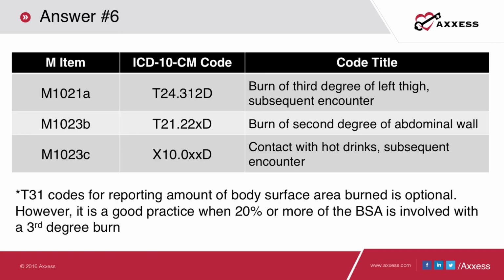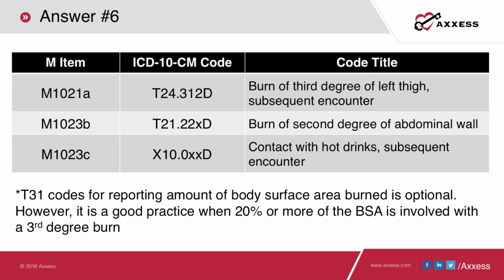As we learned in our burn coding guidance, we code the most acute and the most severe burn first. In this case, we have T24.312D, burn of 3rd degree of left thigh, subsequent encounter, followed by T21.22XD, burn of 2nd degree of abdominal wall, followed by X10.0XXD, contact with hot drinks, subsequent encounter. And you notice we have the third-degree burn first, followed by the second-degree burn, and then we have an external cause code showing what happened.